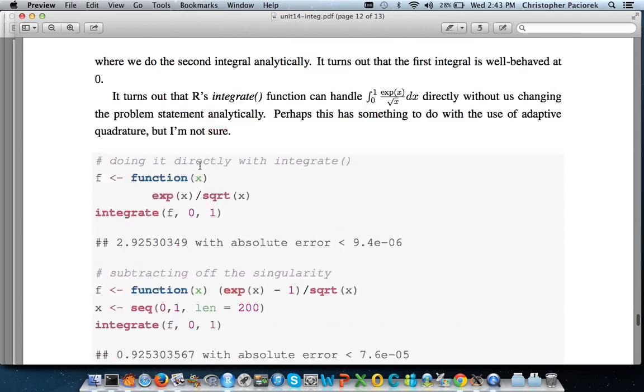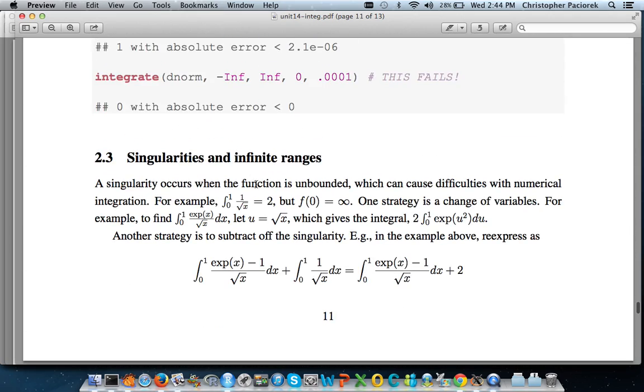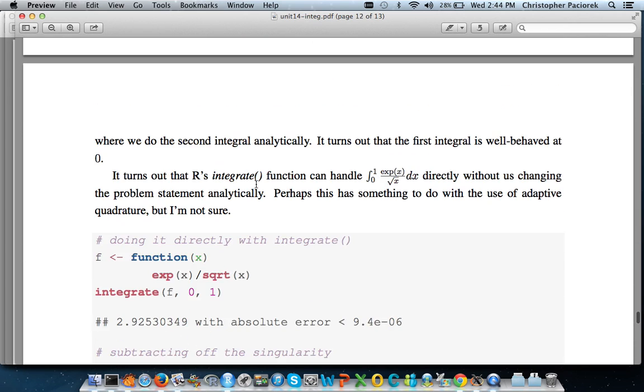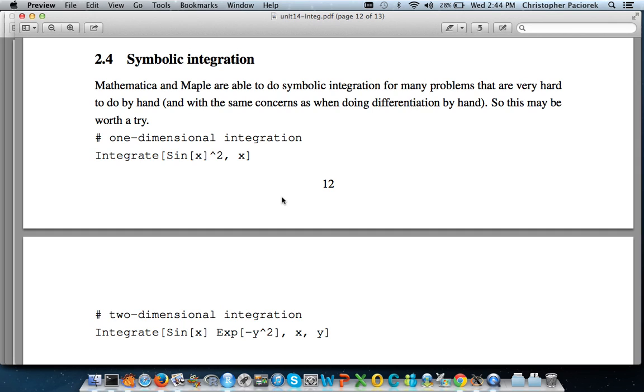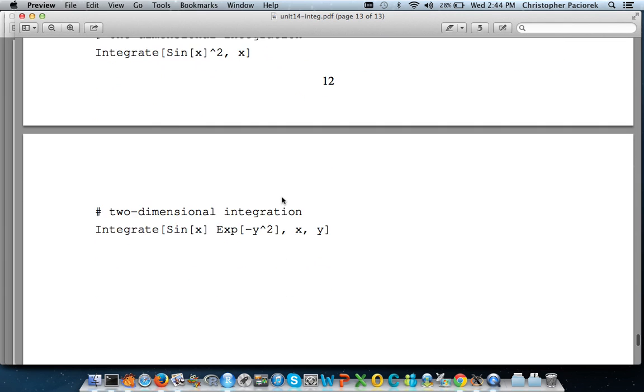Okay, so I think that's all I want to say about integration. There's a little bit here about cases where you have singularities. So you have functions that are integrable, but that shoot off to infinity. They're not shooting off to infinity so far that you can't actually do the integral, but there is this singularity here. So sometimes you need to use some mathematical tricks to do numerical integrals with functions like that. I won't go into the details of that. And then just to make the point, which goes back to the discussion Julie and I were having, if you wanted to do symbolic integration, you can do that in Mathematica or in Maple.